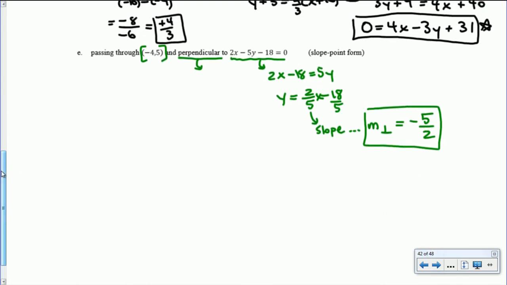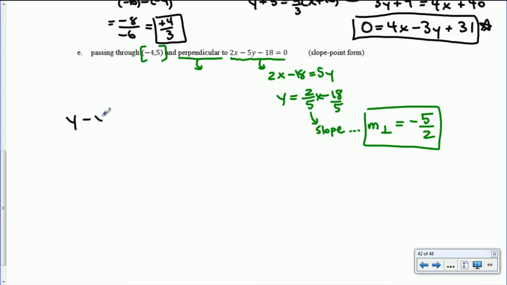Okay, nearly done. Passing through (-4, 5), and perpendicular. Remember that means something specific. So let's just double check that I've done this right because it's been a few minutes. So I brought the 5y over, 2x minus 18, great. Then I divided everything by 5: 2/5, -18/5. The slope, so if I was looking for a parallel slope, it would be 2/5. If I was looking for a perpendicular slope, it would be flip that and make it negative. Okay, so that's good. Alright, so I've got a slope and I've got a point.